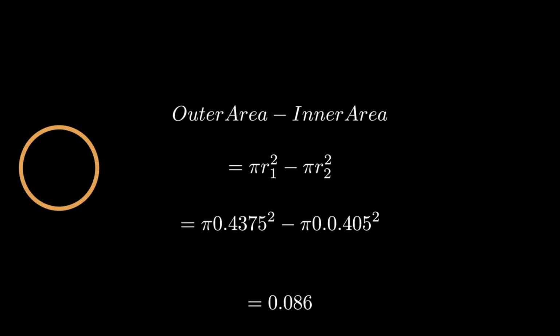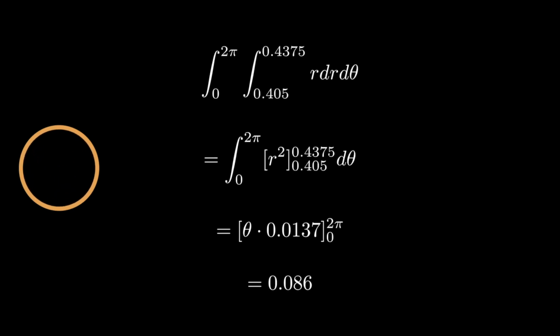But that's too easy. I'll take the double integral and still measure the inner and outer diameters. I won't forget to divide by 2 since I want the radius. And then finally, I'll integrate from 0.0405 to 0.4375, and from 0 to 2 pi, to find that the pipe has a cross-sectional area of 0.086 square meters. Wow, exactly what I got before. Don't you just love calculus?